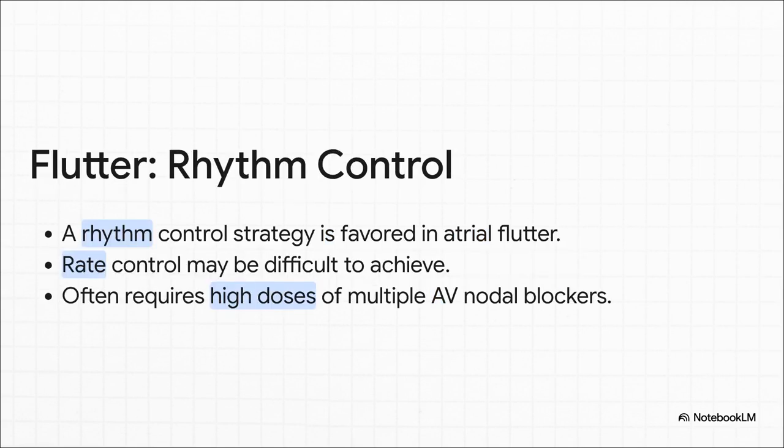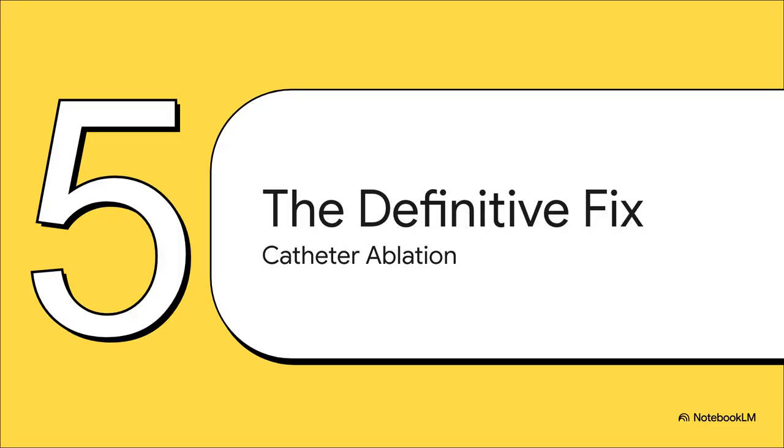With atrial flutter, we really prefer a rhythm control strategy. And you might ask, why is that? Well, it's because trying to control the rate in flutter is notoriously tough. That organized, powerful signal from the atria just pounds on the AV node, and you often have to use super high doses of multiple drugs just to try and slow it down. And even then, it often doesn't work that well. And that whole difficulty with rate control leads us perfectly into our last section.